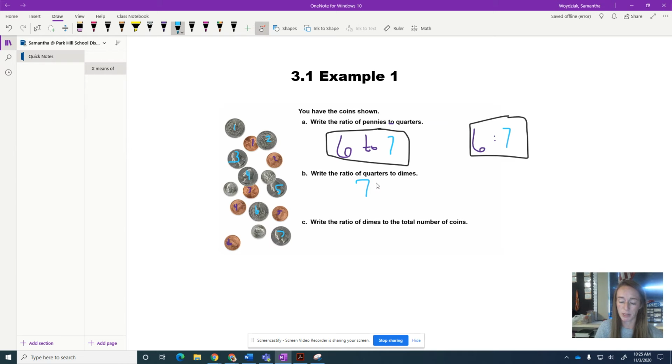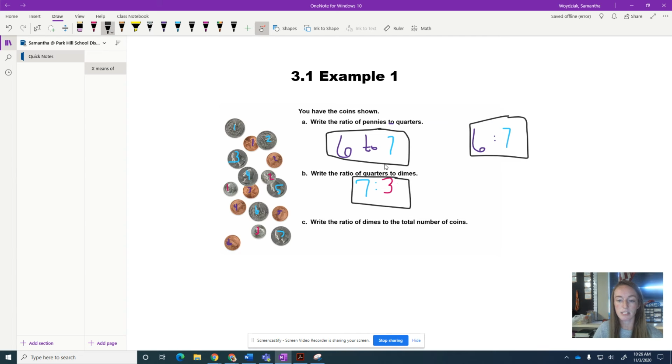Now I'm going to write it using a colon, and then to dimes. Well, I haven't counted the amount of dimes. I need to go ahead and do that. I have 1, 2, 3. So 7 to 3. Again, you could write it with "to" in the middle, but the colon is what you will typically see.